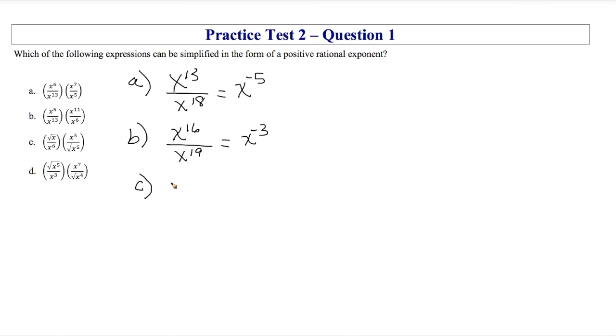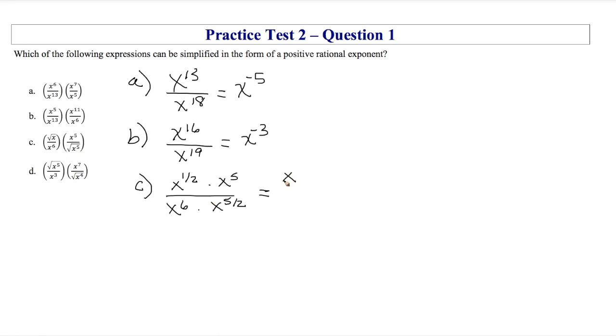C. First, I'm going to change our radical expressions into fractional exponents. Radical x is x to the 1/2, because x is taken to the first power and the second root. This is multiplied by x to the 5th over x to the 6th times x to the 5/2. X is taken to the 5th power and the second root.